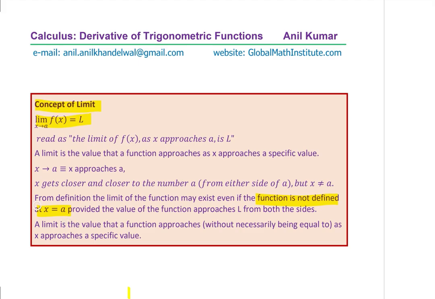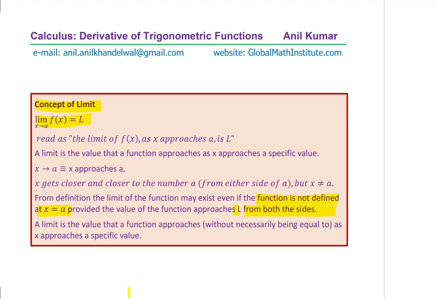So now it's important to understand from the definition, the limit of a function may exist even if the function is not defined at x equals to a, provided the value of the function approaches L from both the sides. So you have to approach the same value from both the sides, correct? A limit is a value that a function approaches without necessarily being equal to as x approaches a specific value. So I hope that concept of limit is clear.